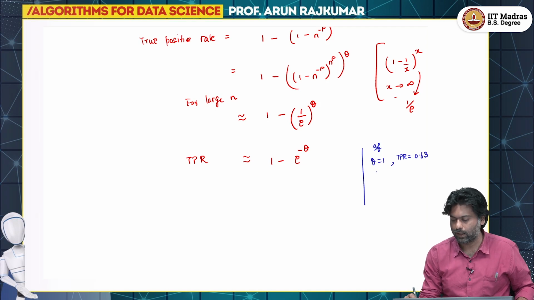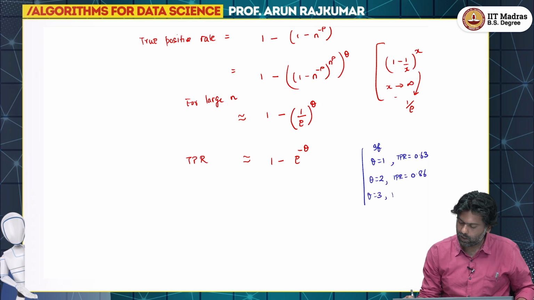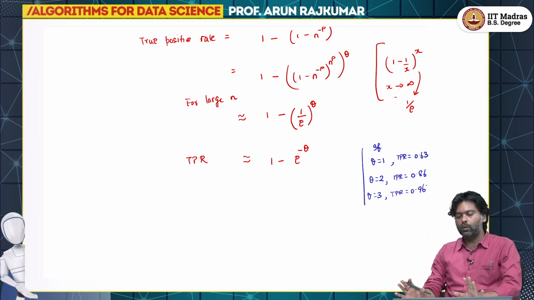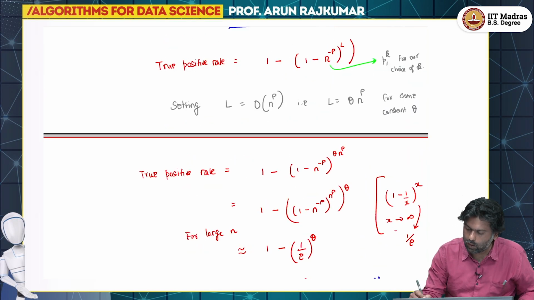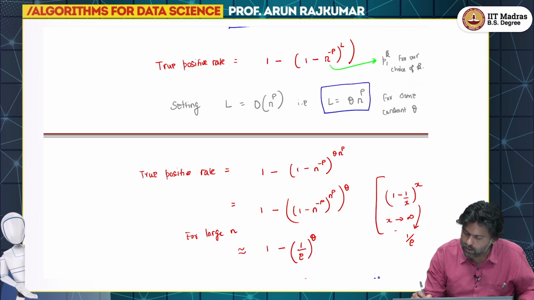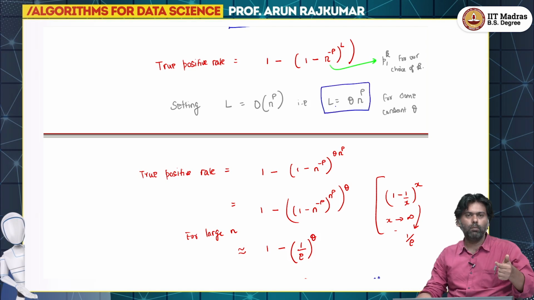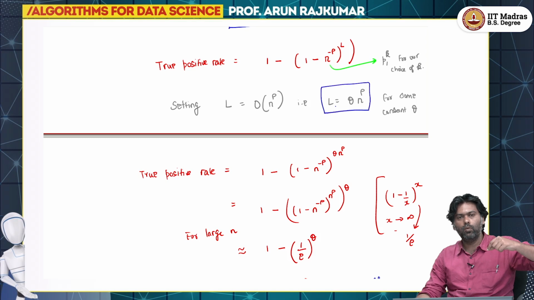so the true positive rate will be something like 0.63. If I set theta as 2, then the true positive rate grows up to 0.86, and if I set theta equals 3, the true positive rate will go up to 0.96. So remember, what is theta? Theta is the constant that I am multiplying by n power rho to get the number of tables that I want. Rho itself is log of 1 by p1 by log of 1 by p2.